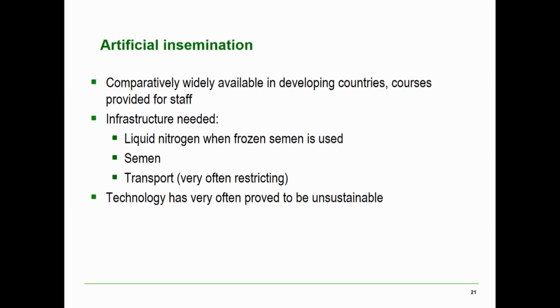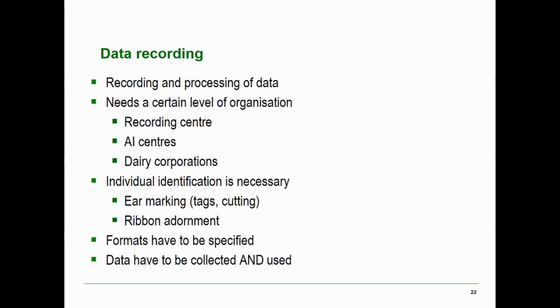So it is actually working very well when everything is working smoothly, but if you introduce some kind of disturbing elements or some parts are not available, are not working very well, then the whole system basically just crashes. Another important part of the breeding programs, as I mentioned before, is the data recording.